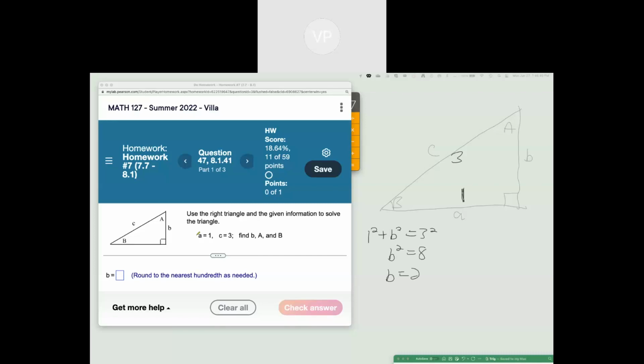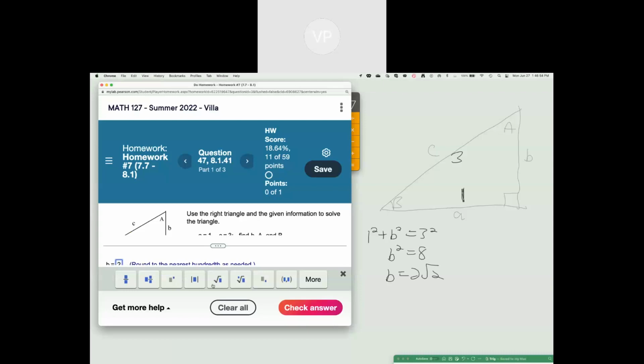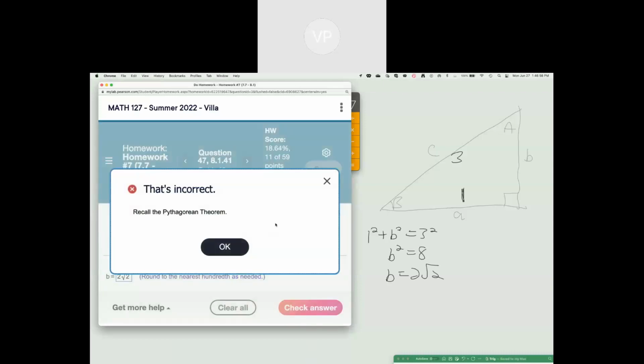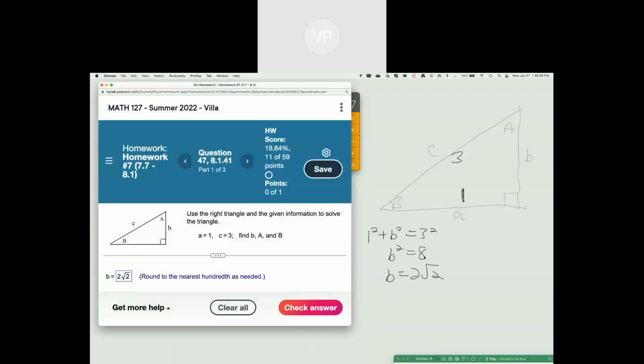Go with what's easiest: 2 square root of 2. Okay, I can actually enter that right now. And I believe we established this. If you left it as the square root of 8, you're probably still going to get it right.